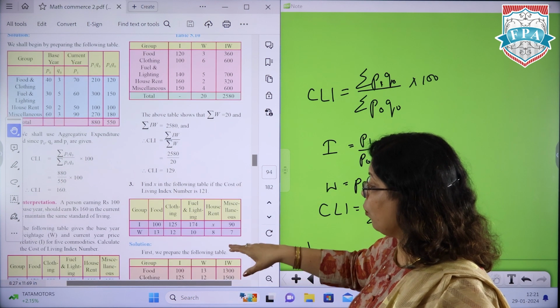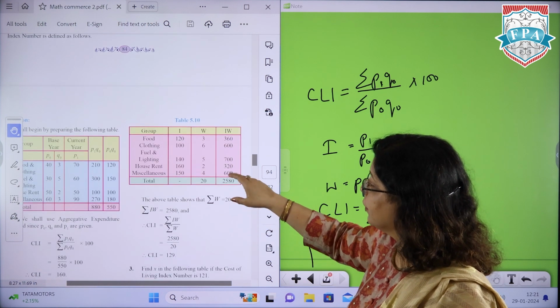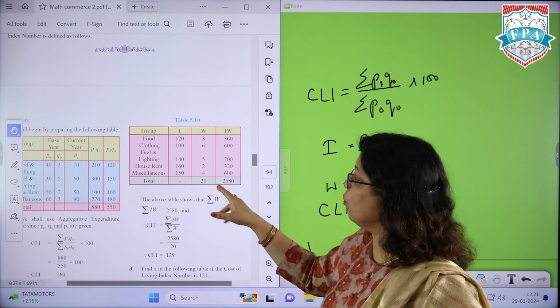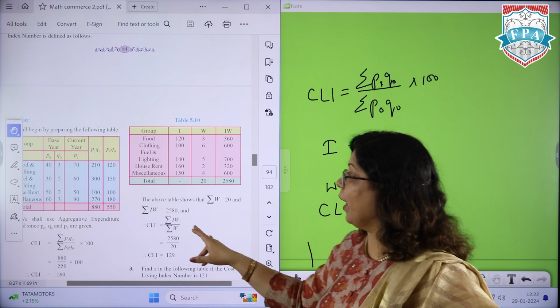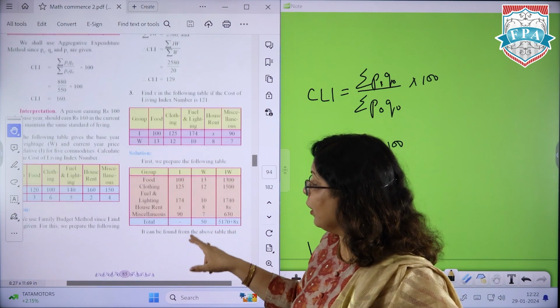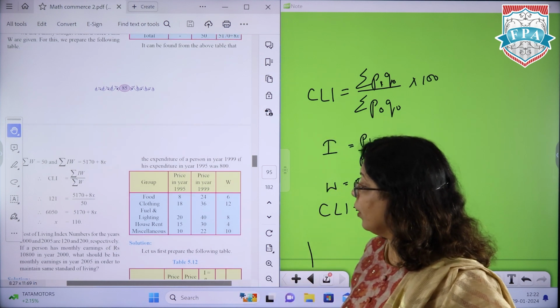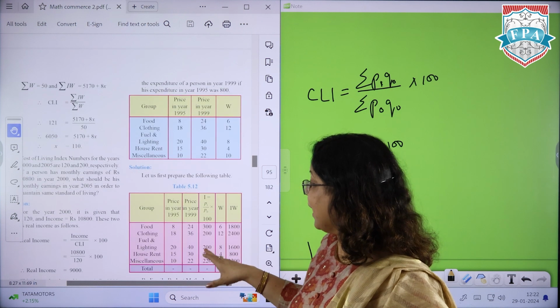So let's see one question here, where the weights are directly given to you, becomes very easy for you. So you just have to calculate sigma IW upon sigma W and get the answer. If they have not given the base, then you have to actually calculate that. So here, calculate the price relative value first and get the thing.